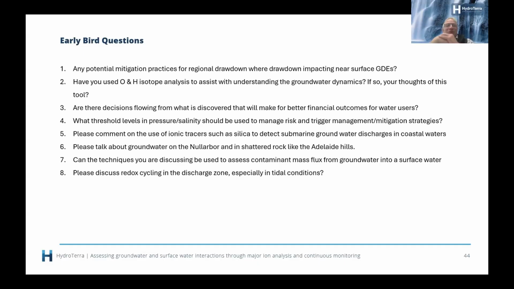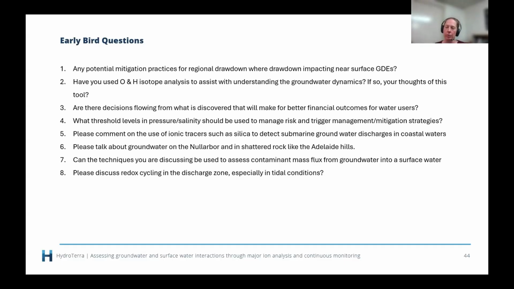Good. Number 2, have you used oxygen and hydrogen isotope analysis to assist with understanding groundwater dynamics? If so, your thoughts on this tool? Yep. I can't talk to this too much. I haven't used isotope analysis much myself. I've been exposed to it on a couple of different projects, and I know it can be hugely valuable depending on the context. So there's a range of different isotopes, obviously, that can be used depending on the age of the water or the processes that you're trying to understand.